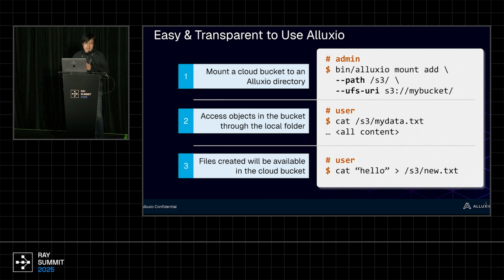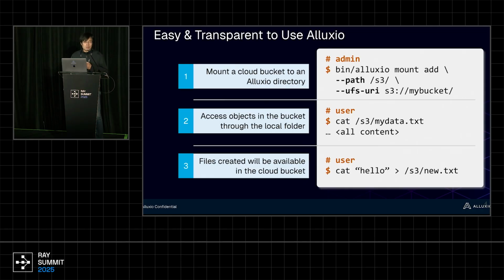Basically, if you want to use Alluxio, it's transparent and easy. An admin can just mount a bucket or multiple different buckets into Alluxio, and I'm showing the POSIX way here. Then you can start to use your data, which is backed in the persistent buckets, and it just looks like it is sitting in your local disk. And you can read data, you can write data.